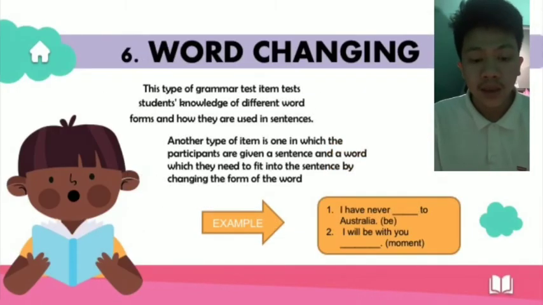Number 6. Word changing. This type of grammar test item tests students' knowledge of different word forms and how they are used in a sentence. Another type of item is one in which the participants are given a sentence and a word which they need to fit into the sentence by changing the form of the word.